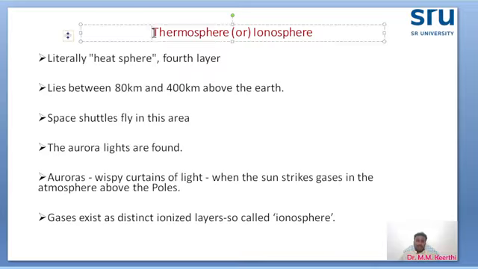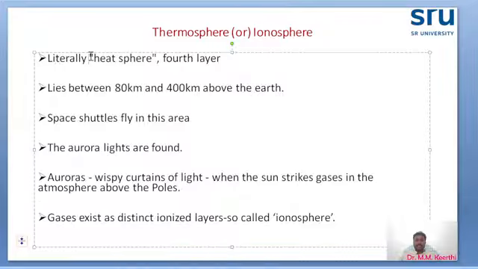And the fourth layer is called the thermosphere, or the ionosphere, because here the ionization process occurs. That's why it is called the ionosphere. Literally, this sphere is called the heat sphere. It's the fourth layer. This is the heat sphere. It lies between around 80 kilometers and up to 4,000 kilometers above the Earth's surface.